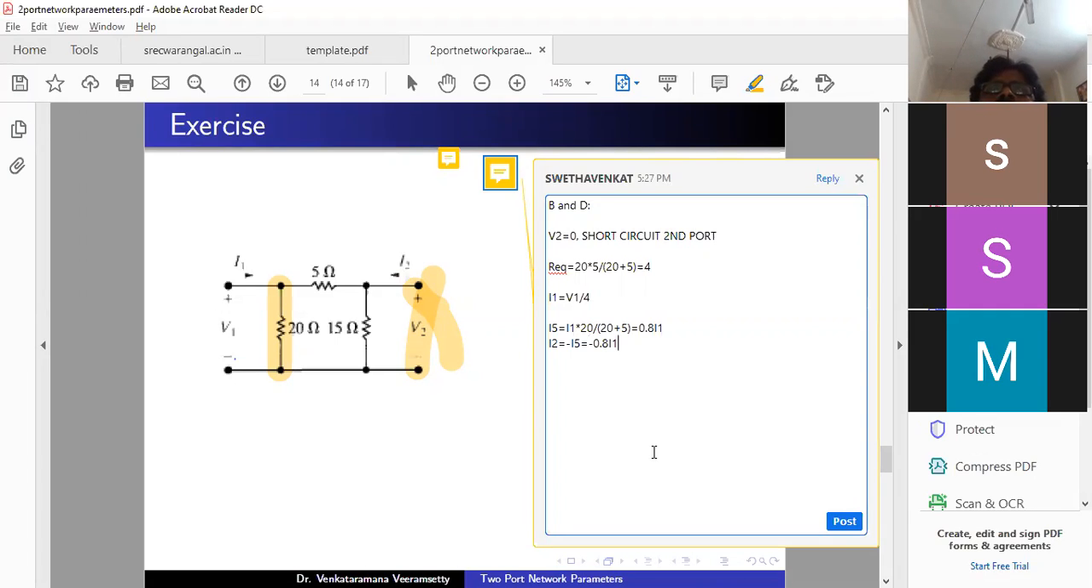Now, tell me, what is the formula for D? Try to recollect how we calculate D.